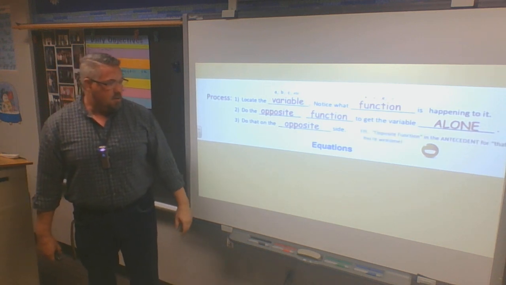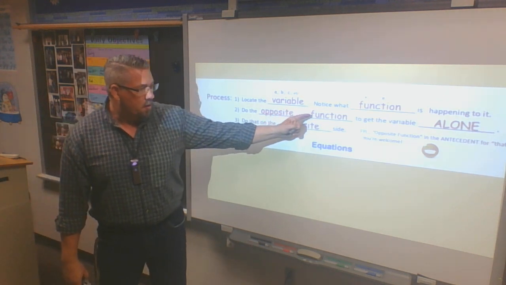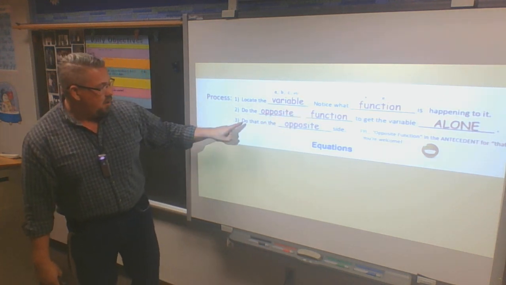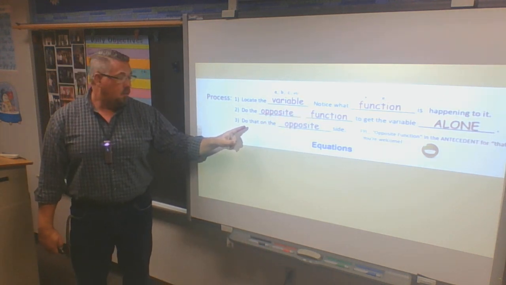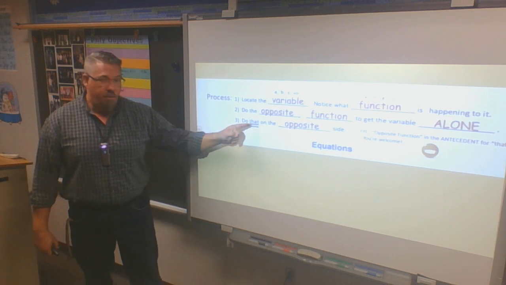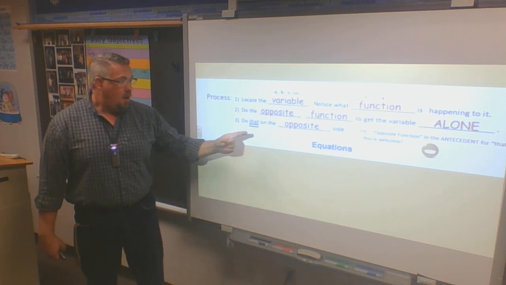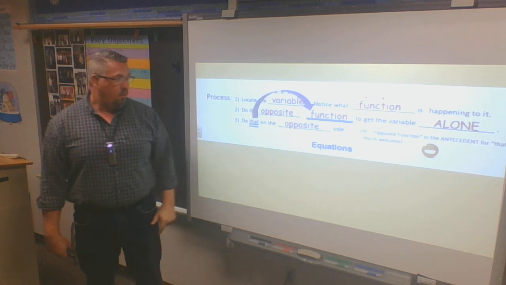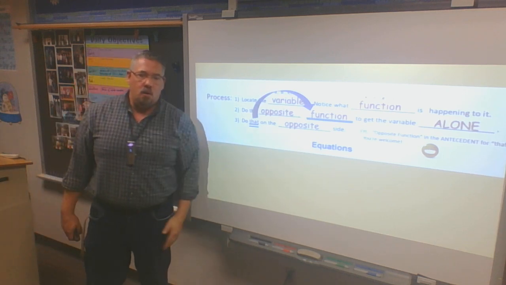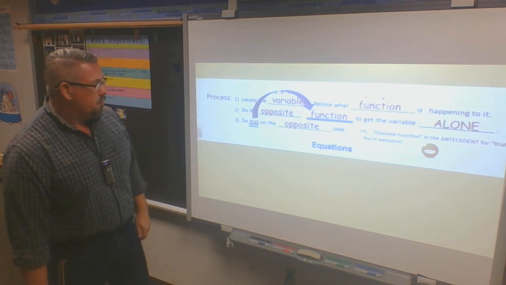Here's a tangent to reading for you. Do you realize that the opposite function is the antecedent for the pronoun that? Right? This sentence, that. Well, what is that? I have to go to the previous noun. It's the opposite function. You're welcome for that extra tidbit of information.